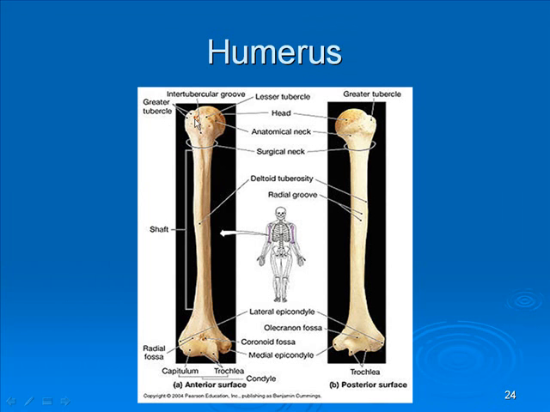One is the greater tubercle. Again, this is a projection outside of the bone, typically where muscles and tendons will attach. There are two tubercles here. There is a greater tubercle and there is a lesser tubercle, and between the tubercles is the intertubercular groove. Makes sense? Greater tubercle, lesser tubercle.